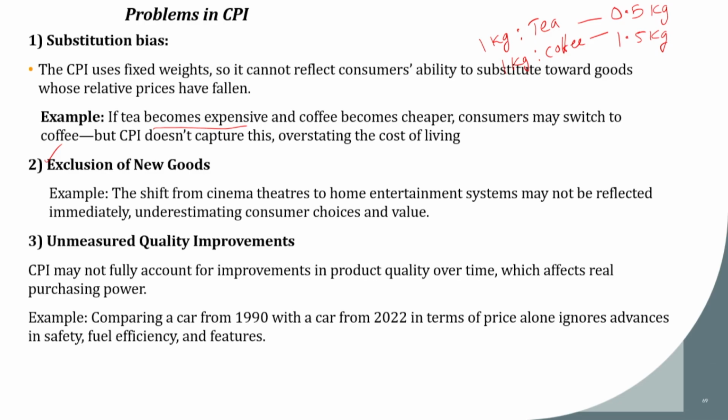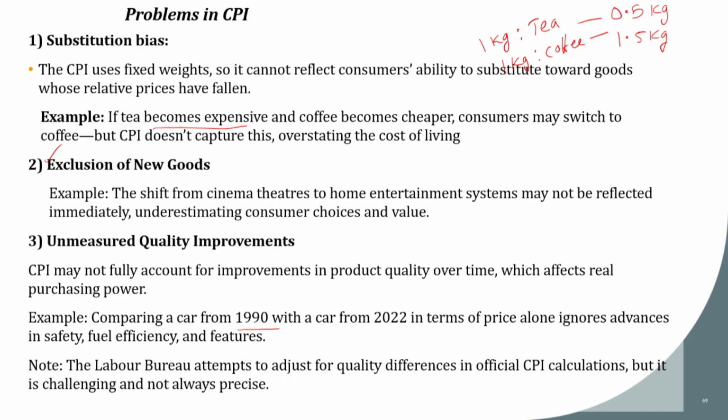And it also won't be measuring the quality improvements. So CPI may not fully account for improvements in product quality over time, which affects real purchasing power. For example, comparing a car from 1990 with a car from 2022 in terms of price alone ignores advances in safety, fuel efficiency, and other features. So when we measure in the CPI, we just say car in 1990 and car in 2022. But you know that the car in 2022 is drastically different from the car from 1990 in terms of the features which I just mentioned here.